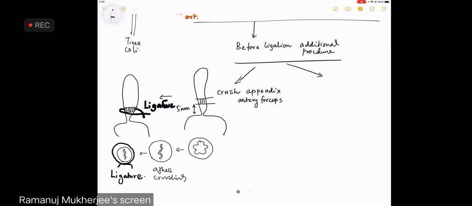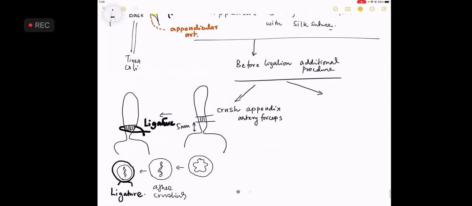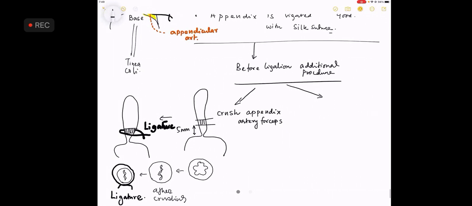We do not practice this anymore. Why? We will not discuss with you. But in MBBS, it is nice if you can tell them the procedure, because it has been seen in multiple studies, it does not help in any way in occluding the lumen of appendix.